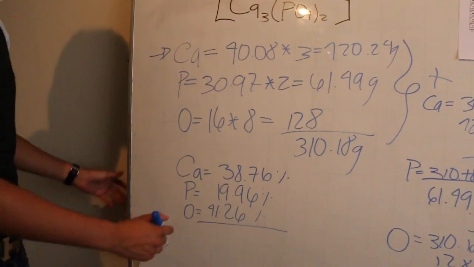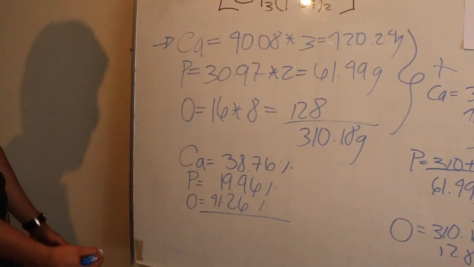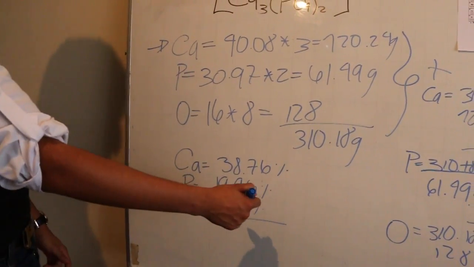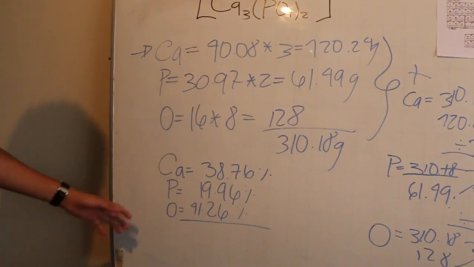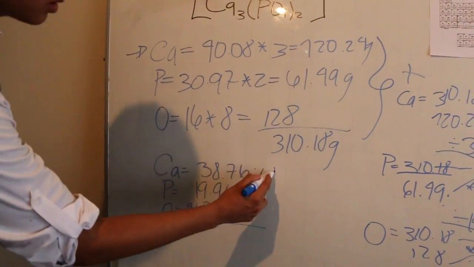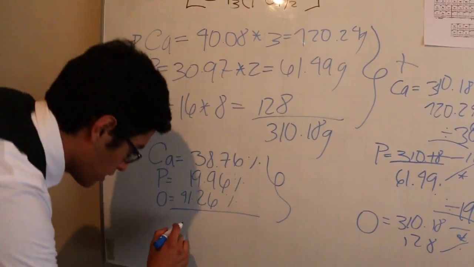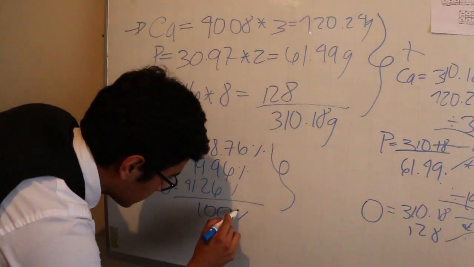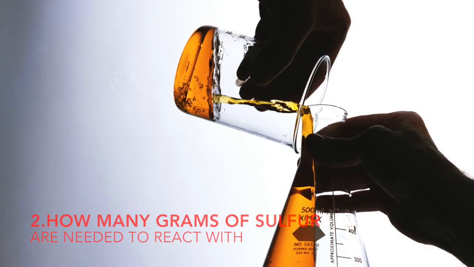Okay, so we already know the percentage of each element, and this is my answer. But if I want to make sure this is correct, I sum all these 3, and they have to give me my 100%.